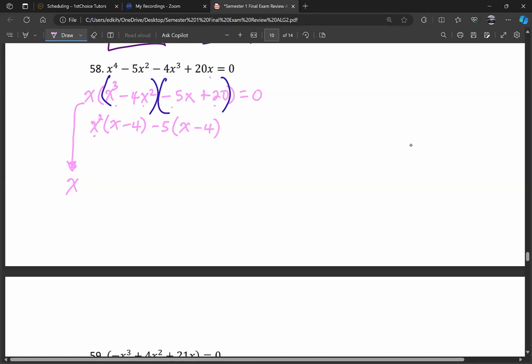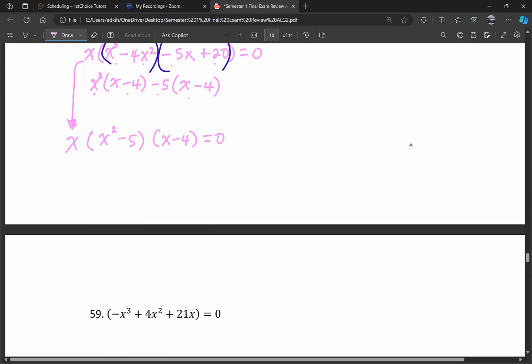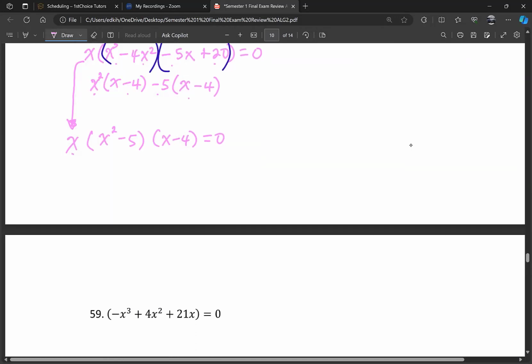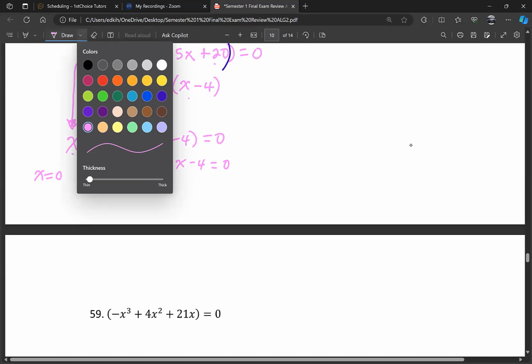And now these 2 outside terms, we put them in their own parentheses. So we end up having x squared minus 5, and you bring down one of these, so it's x minus 4. That's fully factored. But since we're solving, we have to set each of our factors equal to 0. So the first one is x equals 0. That's done. The second one, x squared minus 5 equals 0. The third one, x minus 4 equals 0. Then we've got to solve for these.